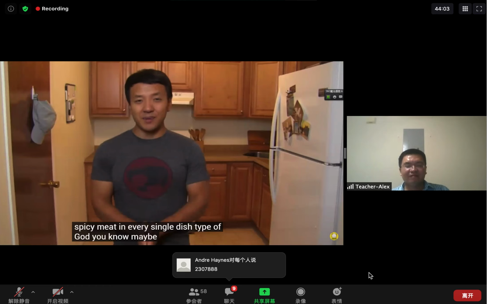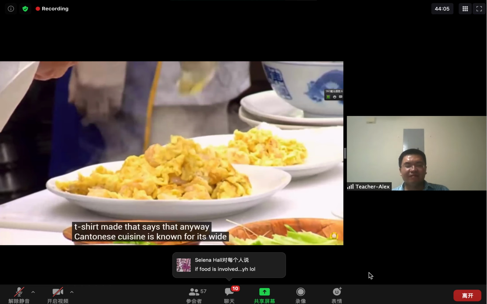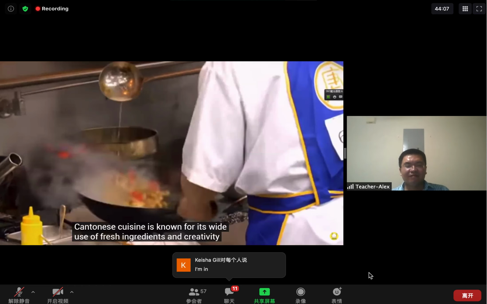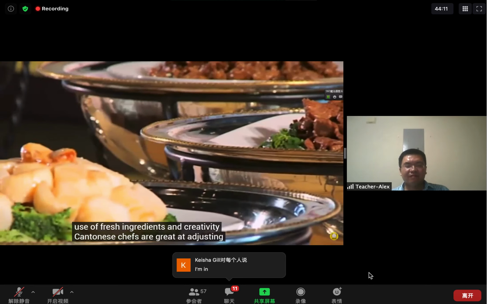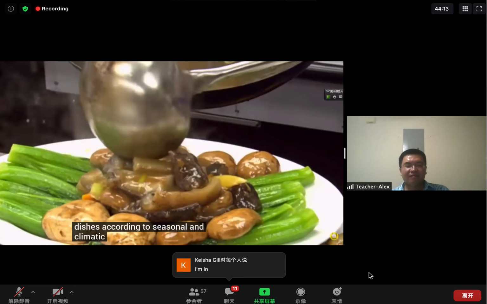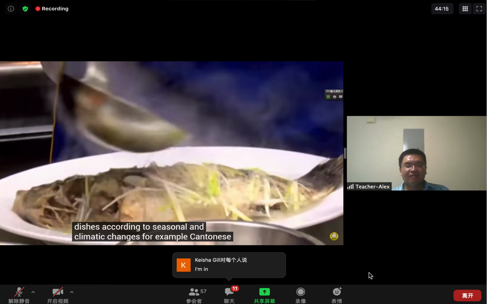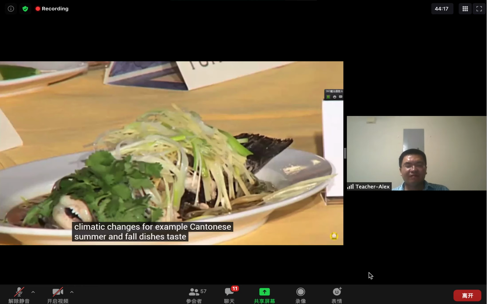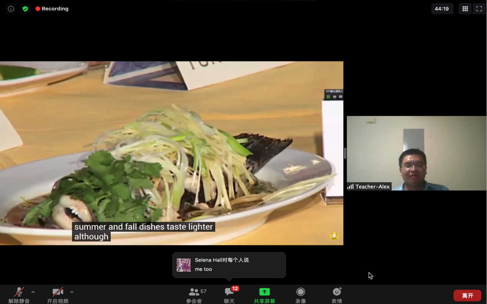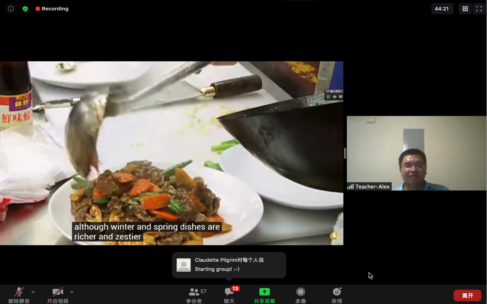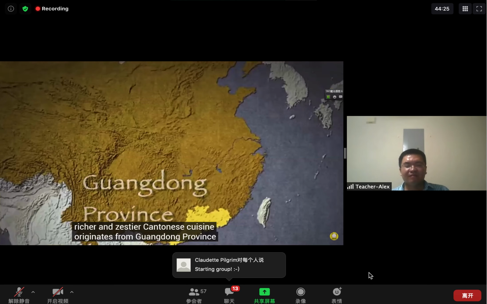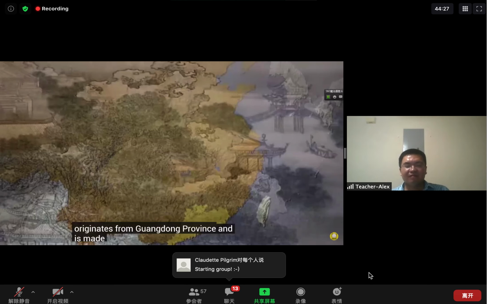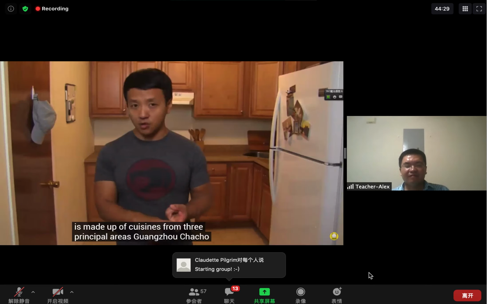Anyway, Cantonese cuisine is known for its wide use of fresh ingredients and creativity. Cantonese chefs are great at adjusting dishes according to seasonal and climatic changes. For example, Cantonese summer and fall dishes taste lighter, while the winter and spring dishes are richer and zestier. Cantonese cuisine originates from Guangdong province and is made up of cuisines from three principal areas: Guangzhou, Chaozhou, and Dongjiang.